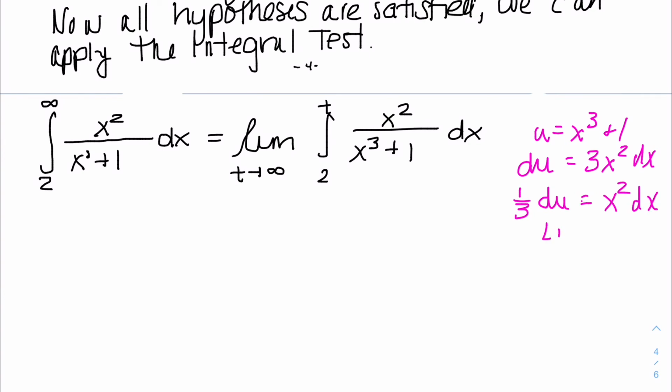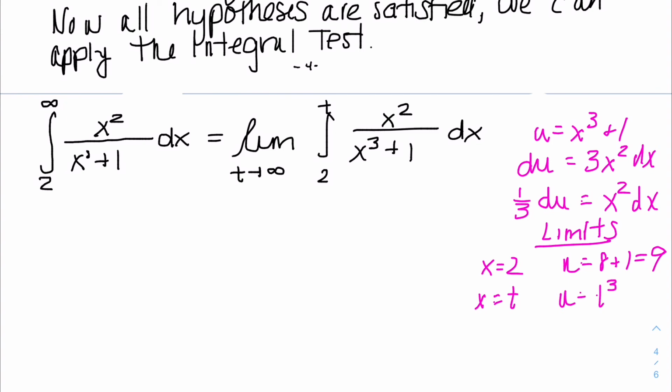Now we've got limits involved, so let's go ahead and change these. But again, you could just write x equals t, x equals 2 for both of those bounds instead. But first, when x equals 2, then u is equal to x cubed plus 1. So that's going to be 8 plus 1, which is 9. When x equals t, the upper bound is going to become t cubed plus 1.